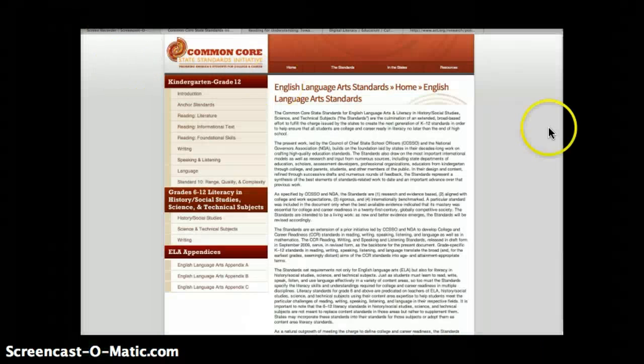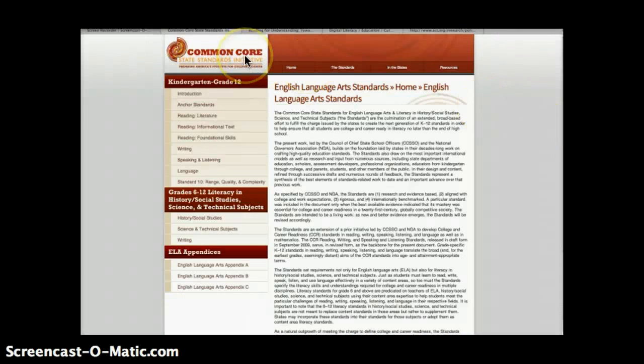Today I want to talk to you a little bit about disciplinary literacy and reading comprehension. First, we're going to talk about why. Why are we teaching literacy in the disciplines? And second, we're going to talk about how. How can we teach our students to comprehend what they read?